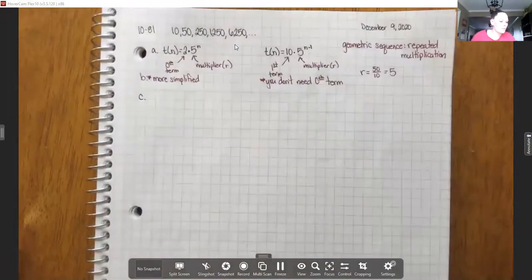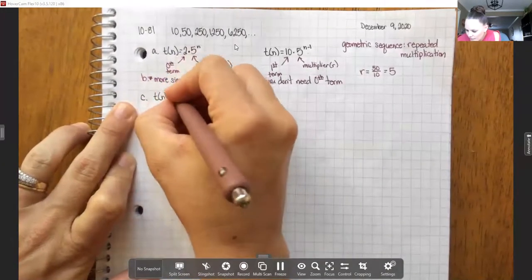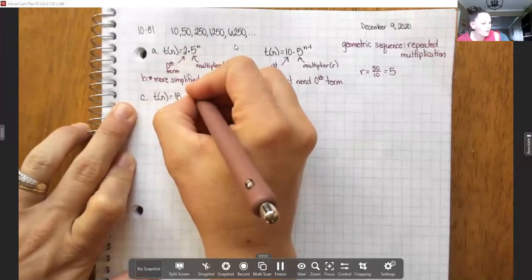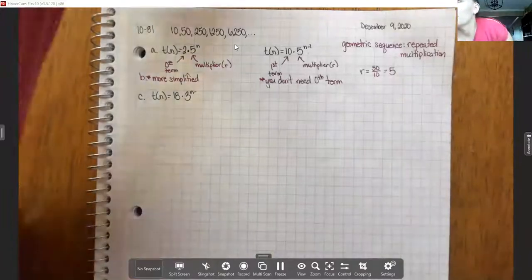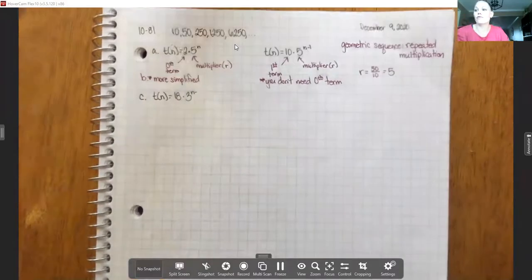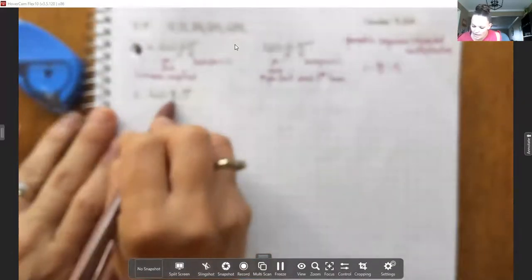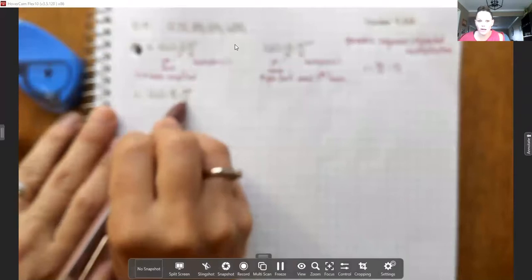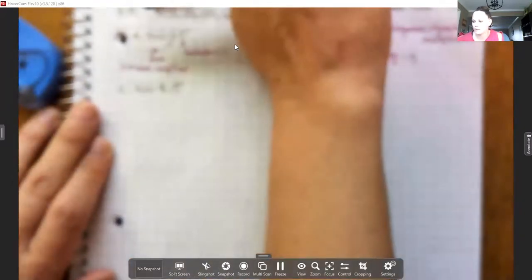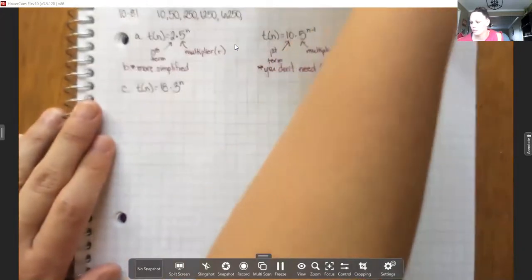And then part C says t of n equals 18 times 3 to the power of n. Nope, just 3 to the power of n, not minus 1. And we want to rewrite it in the other form. So again, 18 is our 0th term and 3 is our multiplier when it's written this way. Sorry, I don't know why that's not focusing. Okay.